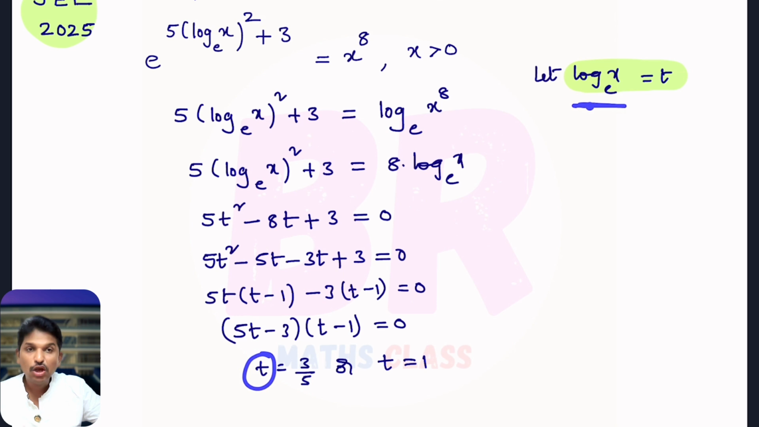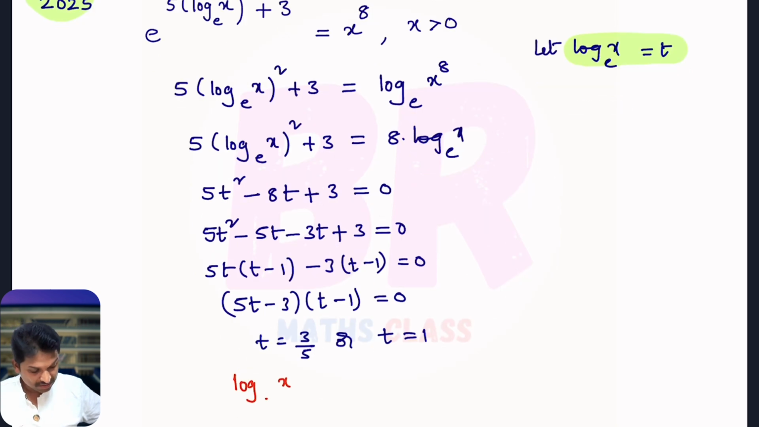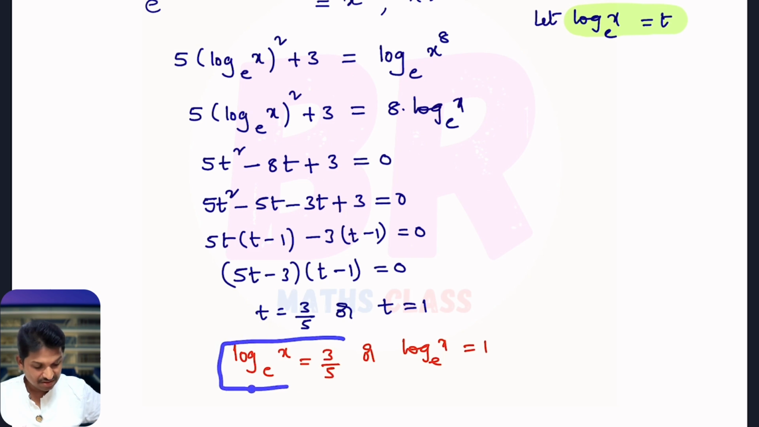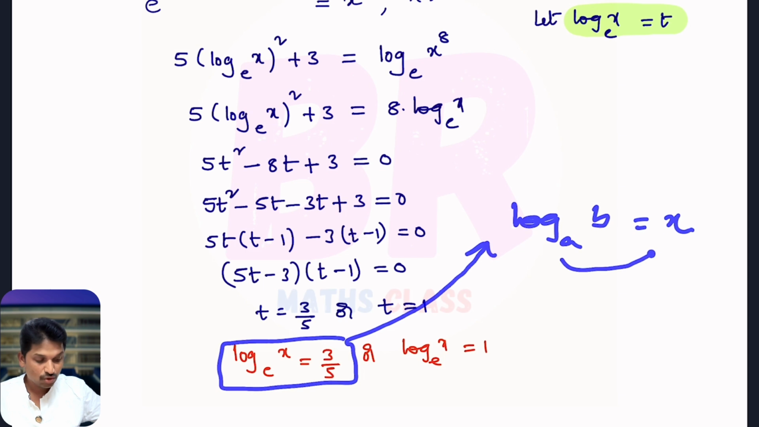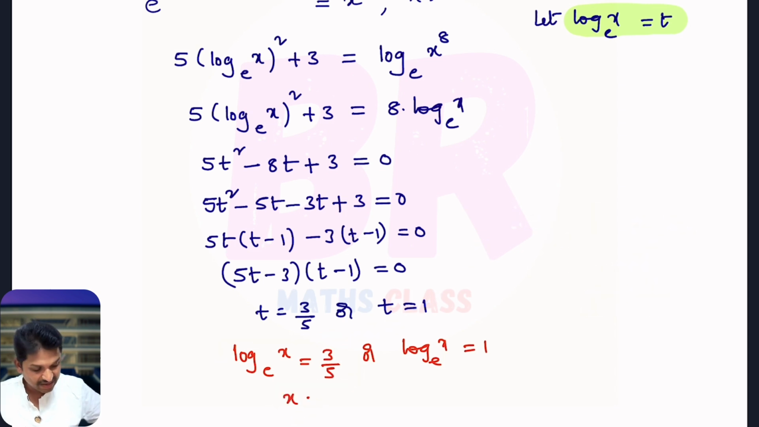What is t? Log x base e is t. So what you got? Log x base e equal to 3 by 5 or log x base e equal to 1. You observe this. This is of the form log b base a equal to x. This can be written as a power x equal to b. So here e power 3 by 5 equal to x. So we will get x equal to e power 3 by 5, x equal to e power 1. I got two x values.